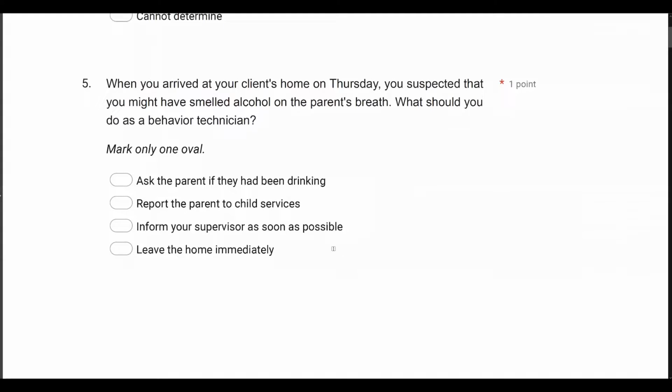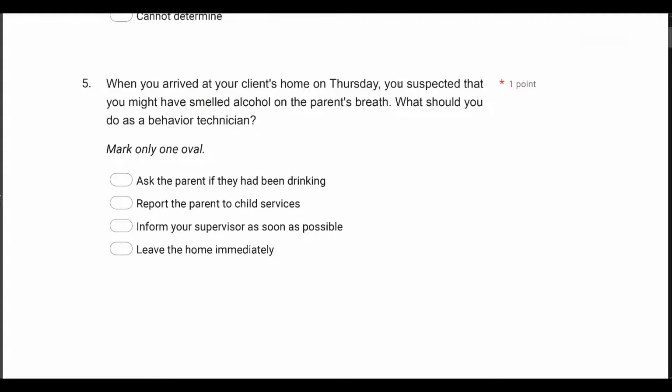When you arrived at your client's home on Thursday, you suspected that you might have smelled alcohol on the parent's breath. What should you do as a behavior technician? All right, kind of an ethics question here. A tricky situation, right? Because we know we are mandated reporters, meaning if we suspect abuse, we have to report it immediately. Now, this is kind of not a trick question, but you've got to think critically here, okay?